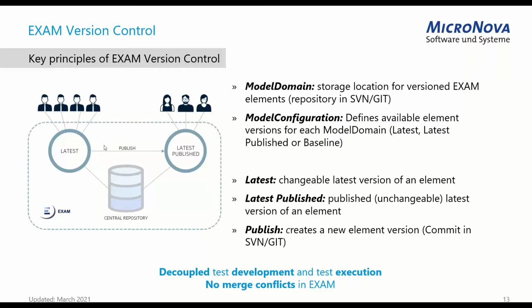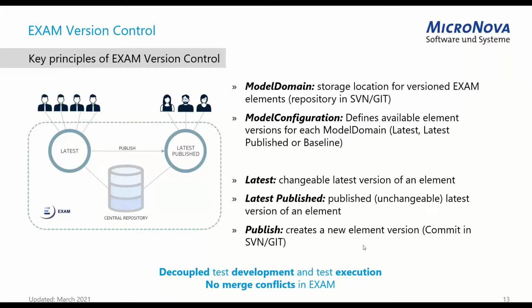So what we can see here, we have a latest model configuration for the test developers because they can do changes to this latest model configuration. And there is a model configuration for the test executors accessing the latest published model configuration. So here are some expressions about what latest is. With the latest repository, I'm talking about elements that are changeable and in their latest version. Talking of latest published, I mean published and unchangeable latest versions of elements.